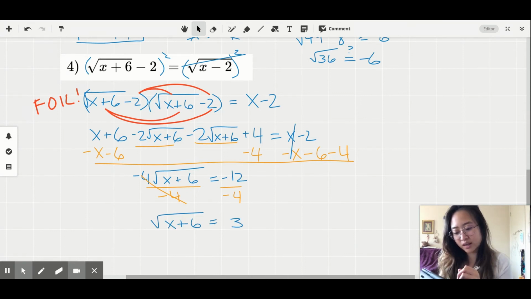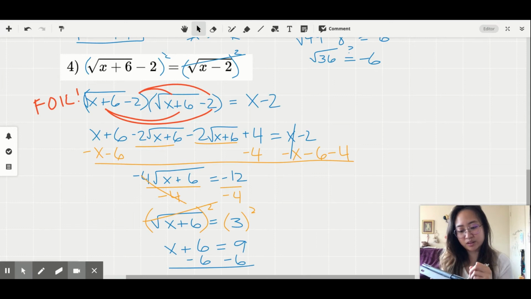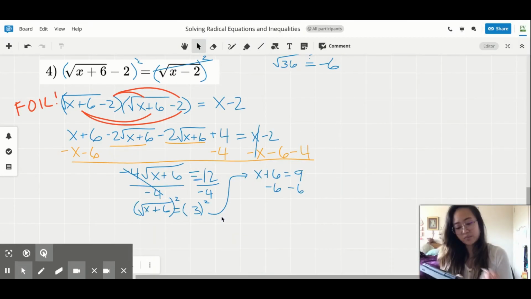So to cancel it out, square both sides, or to solve for x, we get x plus 6 equals 9. Subtract 6 from both sides, and I'll put the answer up here actually. We do get x equals 3. But this is problem number 4, and we needed to check the solutions on problems 1 through 5. So we're not done until we verify that this is true.